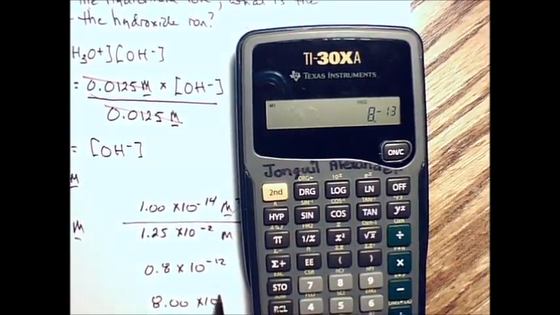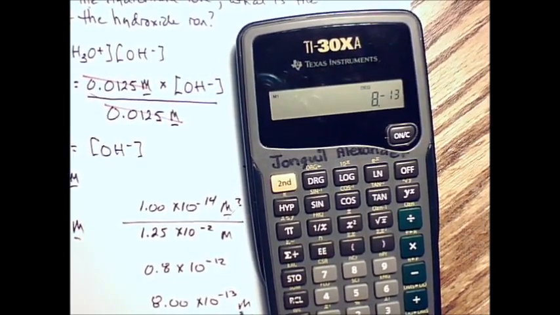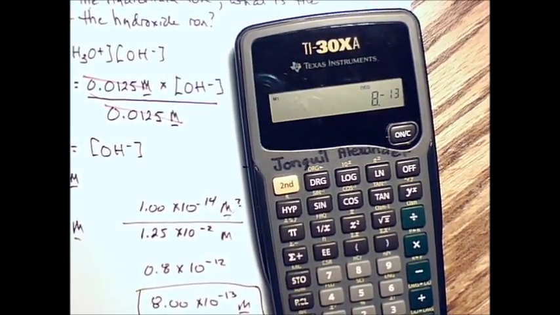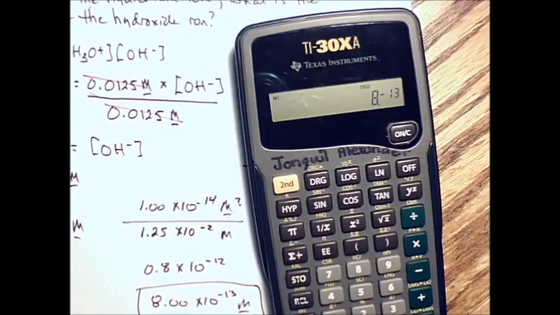8.00 times 10 to the negative 13 molar. So if you have a less expensive calculator, you've got more work to do to get an answer.